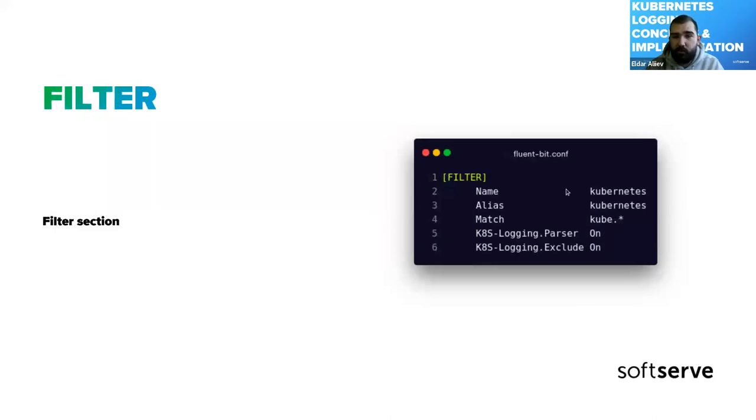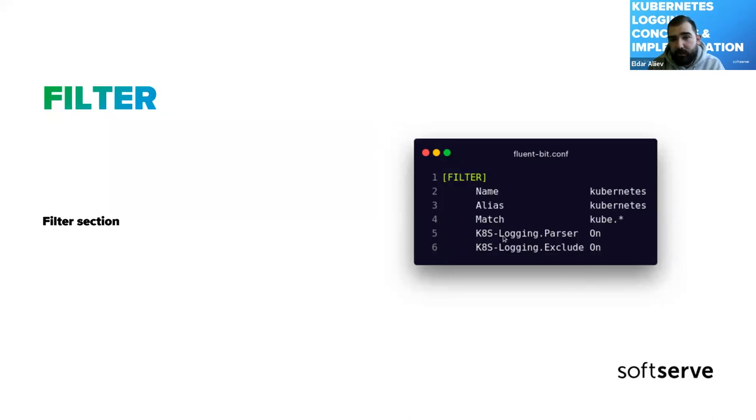The filter section. Here is presented the Kubernetes filter that will query the Kubernetes API and get the metadata like pod name, labels, annotations, etc. that is related to a specific container. And here, as you can see, we have a match section. So this filter will be applied just for the log records that were produced with a tag that starts with kube dot and so on.